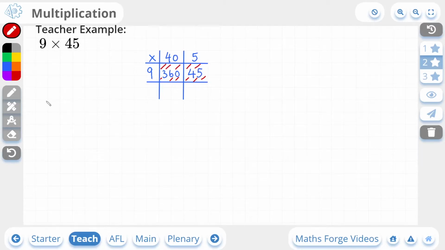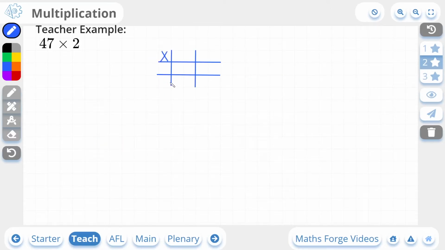So I'm going to add the 360 and the 45. And addition at this stage should be pretty straightforward, especially using the column method. So we're going to have 0 plus 5, which is 5, 6 plus 4, which is 10. So there's a 0 here and carry the 1 over. 3 plus nothing is 3, plus 1 is 4. So our answer to 9 times 45 should be 405. Let's check our answer. There it is.